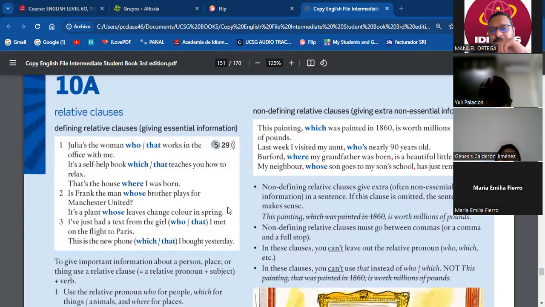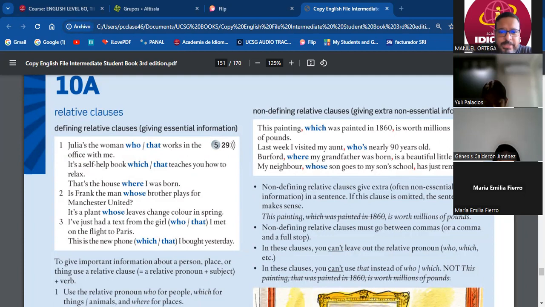So we have to consider which part of the information is important and which one is not. Remember that where we see the commas, you see it on the non-defining clauses. As you can see, there is information between commas. It means that you can add it or not. That information is not important to understand the sentence. Actually, if you eliminate it, you still understand the sentence.